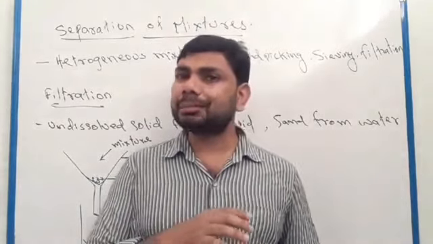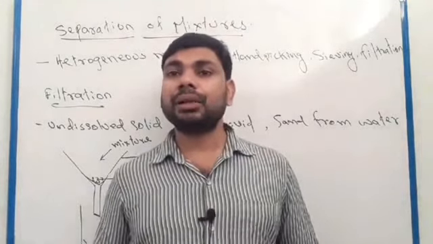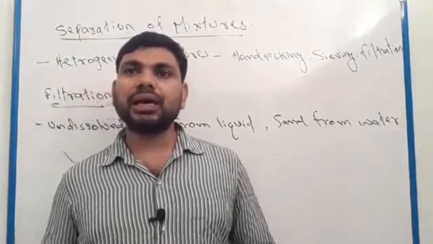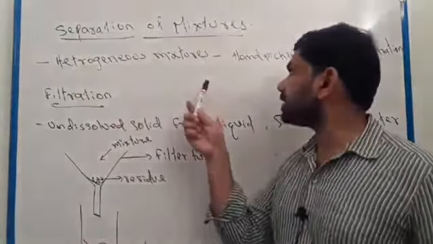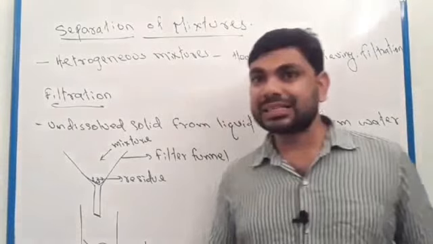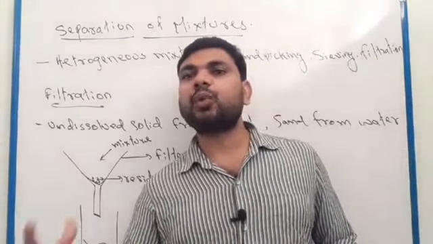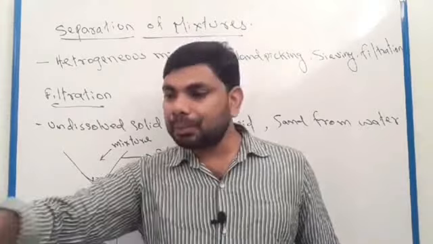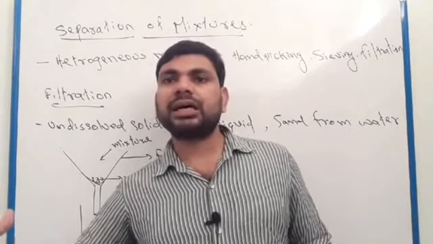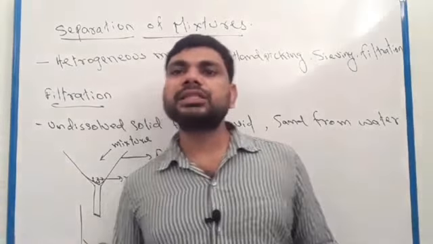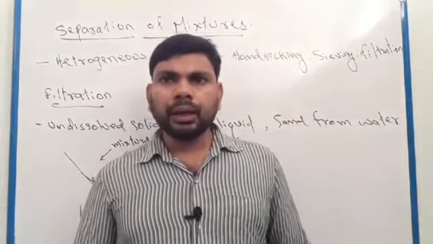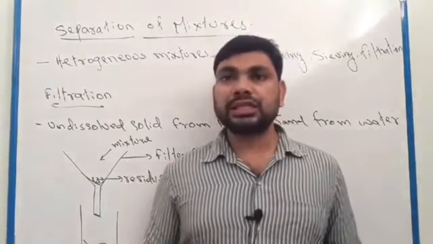Heterogeneous mixture we can separate very easily. For example, filtration, sieving. We can separate a heterogeneous mixture by the simple hand picking method, sieving, or filtration. Simple hand picking method means we have a heterogeneous mixture and we can simply separate it with hand. This type of method is called the simple hand picking method. Clear?